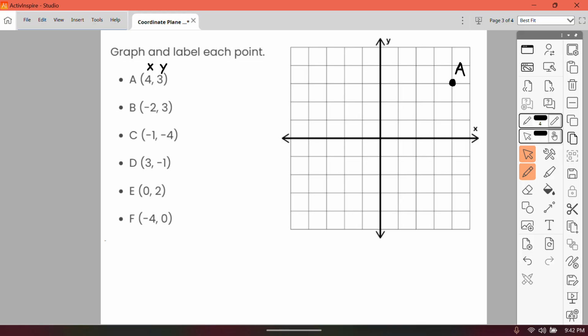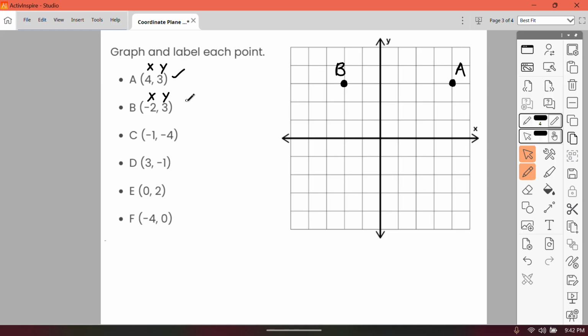Point B, my x is -2 and my y is +3. So it's going to be similar, except I go back to the origin to start, and I'm going to go left to -2, which is the line that would be -2, but I am not filling this graph with a whole bunch of numbers, okay? That's where -2 would be. And then I'm going to go up to +3, and that's where B is going to live.